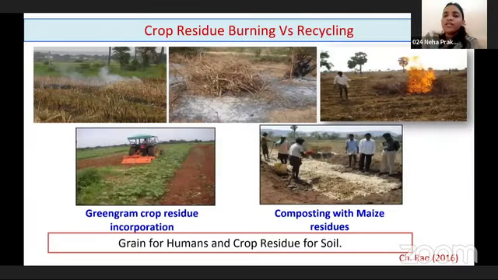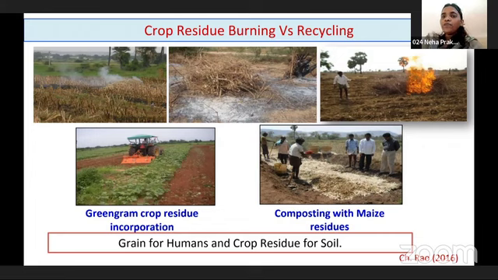Then crop residue burning. Many farmers are burning their crop residue. This is an easy technology which farmers have adopted. In the northern region, we can see that due to the crop burning system, climate change has occurred. There is a rise in temperature in the northern region due to the burning of the crop residue.